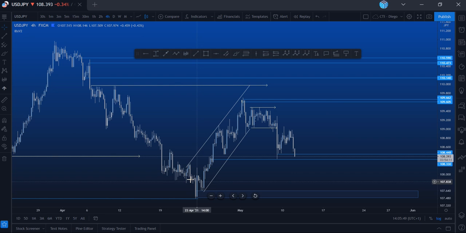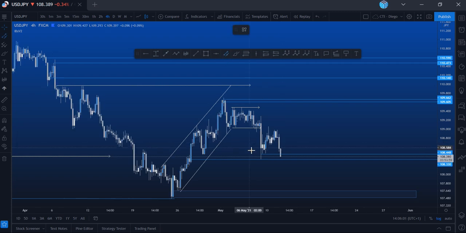What happened next was there was compression to the upside. It then dropped with momentum, formed a range, and it continued dropping. It hasn't filled this level of liquidity yet. So I was actually expecting a potential reversal from here, as you can see.